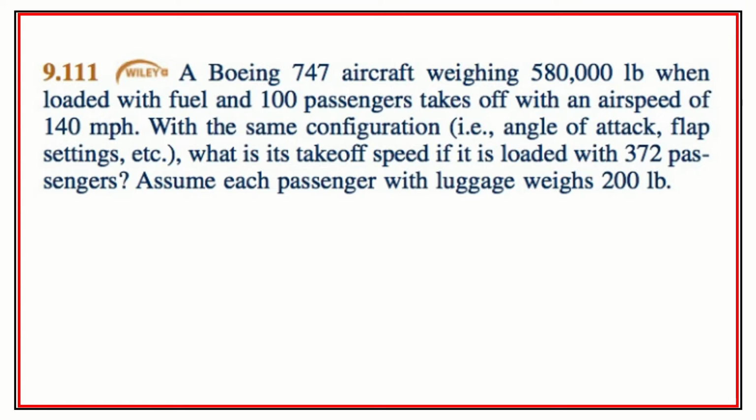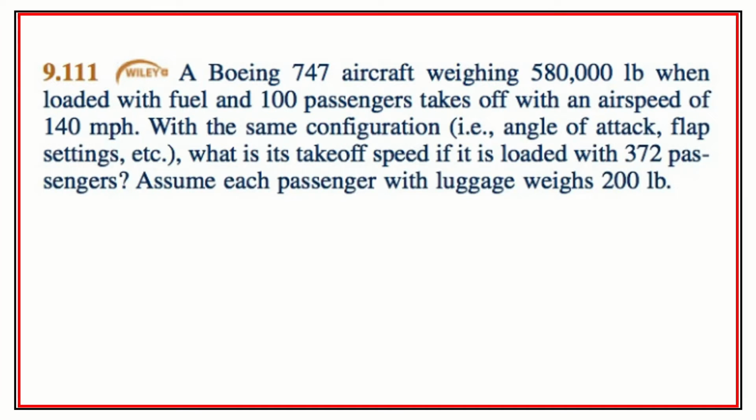Okay, so here's another example for class 18, another problem out of Munson's book. A Boeing 747 aircraft weighing 580,000 pounds when loaded with fuel and 100 passengers takes off with an airspeed of 140 miles per hour. With the same configuration, that is, the angle of attack, the flap settings, etc., what is its takeoff speed if it is loaded with 372 passengers?